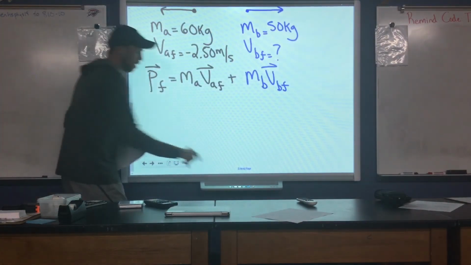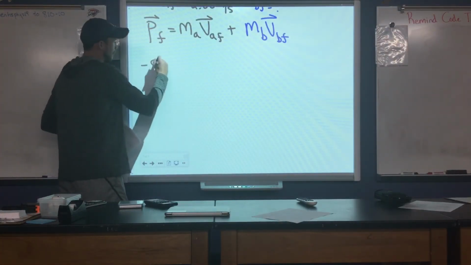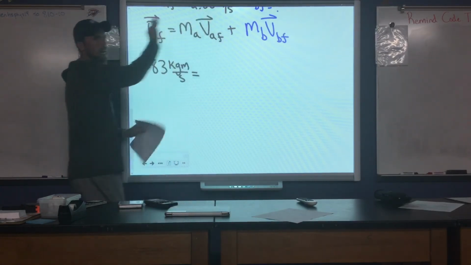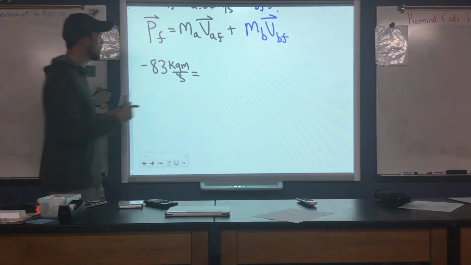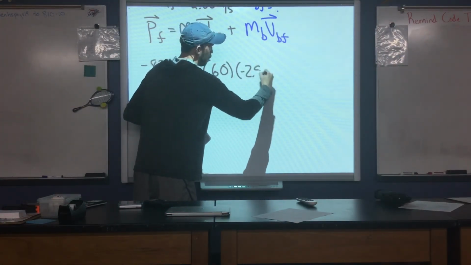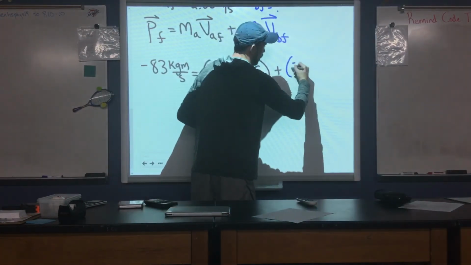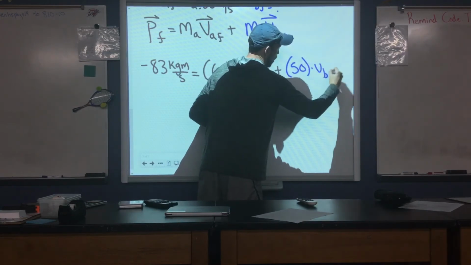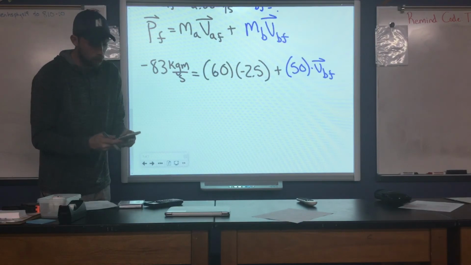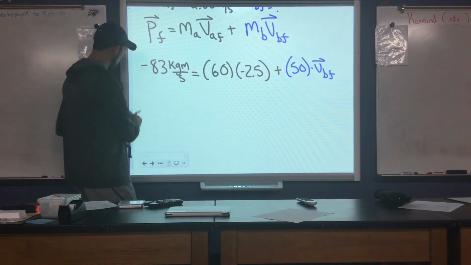So let's now plug in what we know. We know the total momentum, both objects combined, would be negative 83 kilogram meters per second. Now on the right side, I'm going to drop the units off just so we have enough space. Mass of A is 60, A's velocity negative 2.5 because of its direction, plus mass of B, which is 50, multiplied by velocity of B, which we don't really know yet. So let's multiply 60 by negative 2.5. We get negative 150.